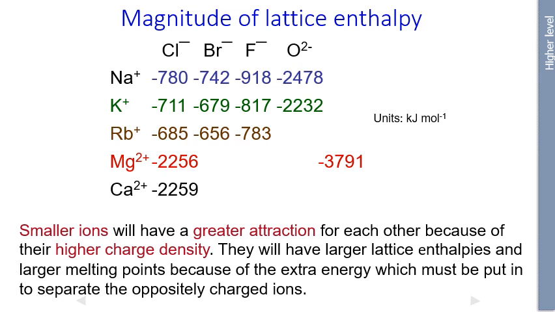You'll notice, of course, that magnesium, 2 plus, with a larger charge, has minus 2,256. And you'll also notice the difference between sodium and potassium, because potassium is a larger ion, it's going to have a reduced lattice enthalpy because of the larger distance between the ions. Smaller ions will have the greater attraction to each other because of their higher charge density. They will have larger lattice enthalpies and larger melting points because of the extra energy which must be put in to separate the oppositely charged ions. That kind of makes sense, and reinforces what we looked at when we looked at periodicity.